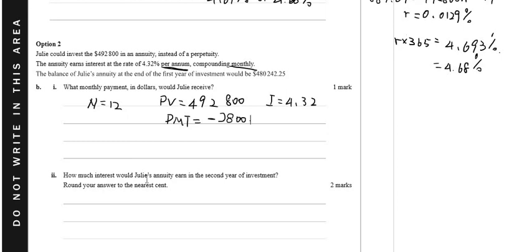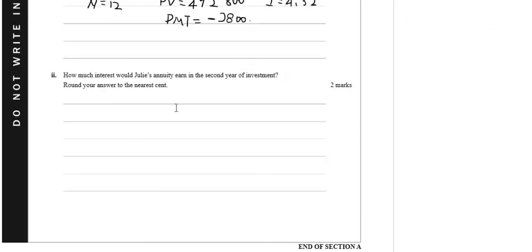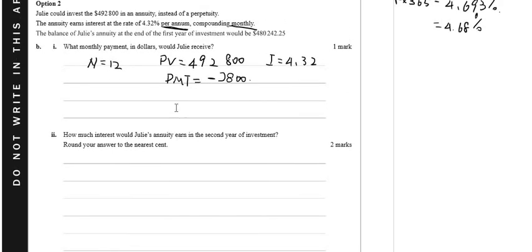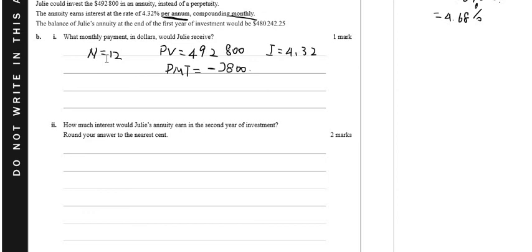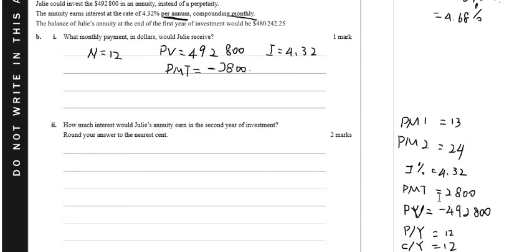Now the second part: how much interest would Julie's annuity earn in the second year of investment? Round your answer to the nearest cent. To do that, I first need to find out the balance in her account for the second year. Now to do that, in the calculator, I will put my PM1 as 13 and my PM2 at 24. So my interest in percentage is 4.32.